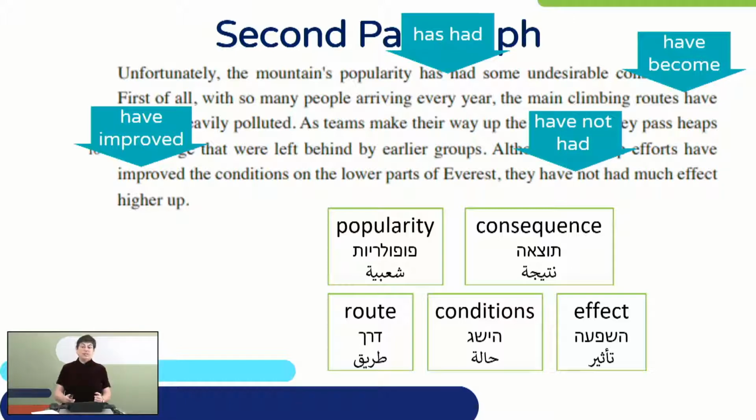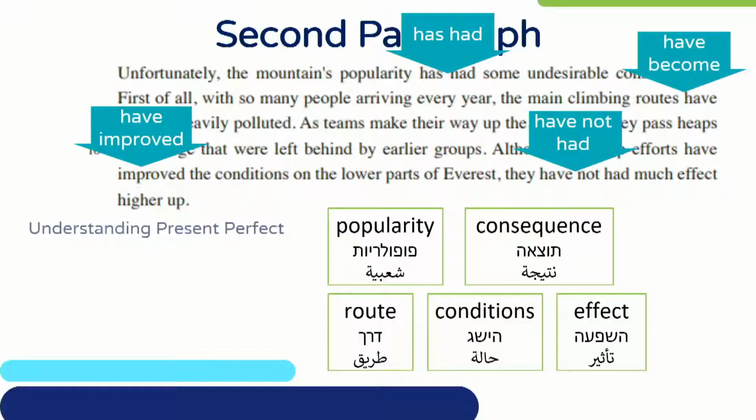It's hard to go up just to clean. Why would you climb just to clean up someone else's garbage? So we've got past simple things that specific people did at specific times in the past, and the past perfect, the present perfect, things that happened in the past and show us what's going on now in the present.